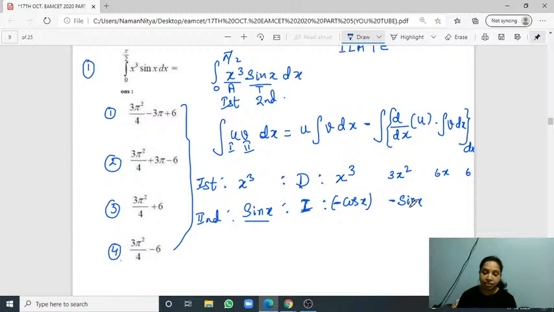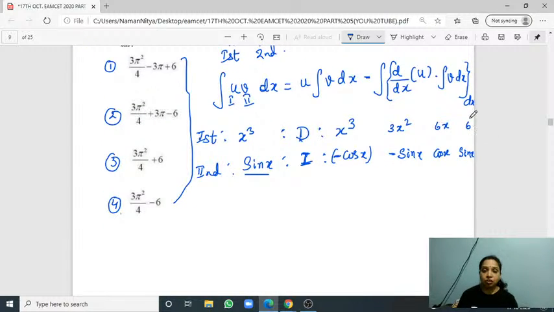And what about the integration of minus sine x? If again I'm integrating sine x, I'll get minus cos x. So minus minus will become plus cos x. And for the next time, if I am again integrating cos x, it will be sine x. So after doing this, till you get the constant term, the last term should be constant, because after that, if I differentiate one more time, it will become 0. So you have to stop.